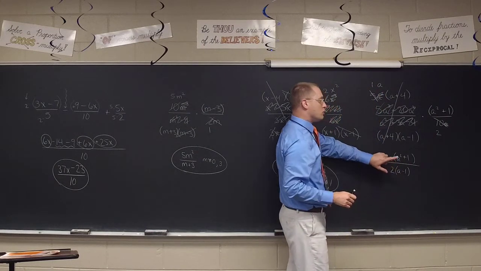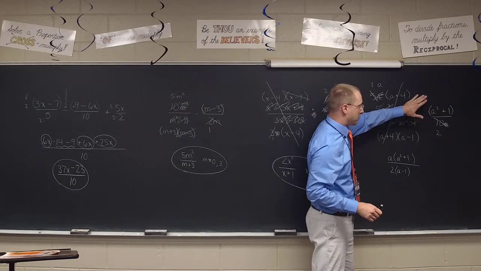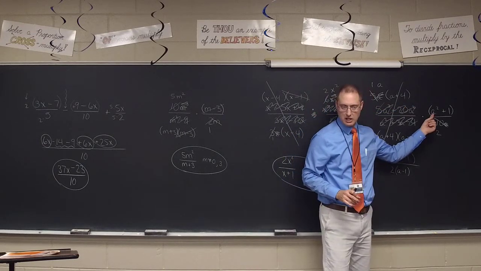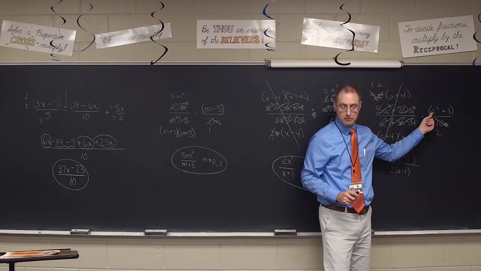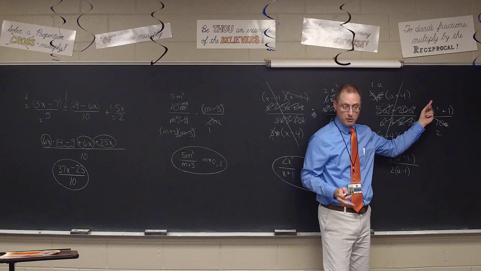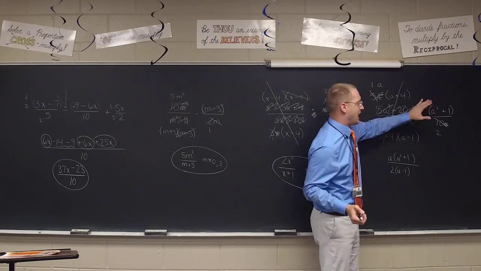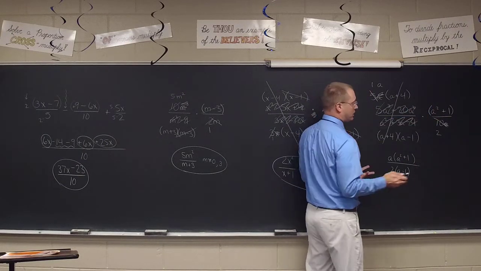Now, normally we would specify that a squared plus 1 can't equal 0, but think about it. If you square anything, it's going to be positive. And if you add 1 to a positive, it's always going to be positive. Is that ever going to equal 0? No. So we don't actually have to say that a squared plus 1 can't equal 0 because it never can.